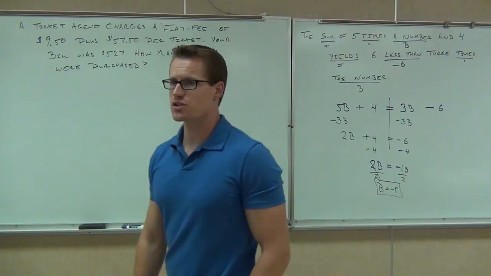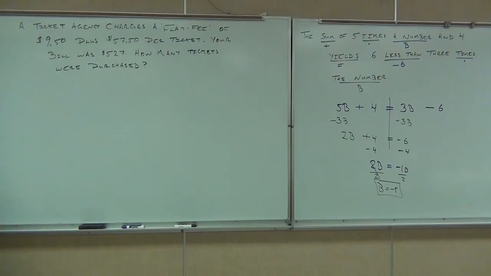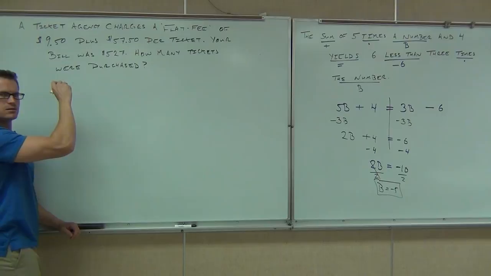The first thing I want you to do, just like we did over here, go through and underline the word that means equals. What word up here means equals? Was. That's the past tense of is. Is and was mean the same thing. So the word that means equals is was. You alright with that? Guess so. So we have an equal sign.